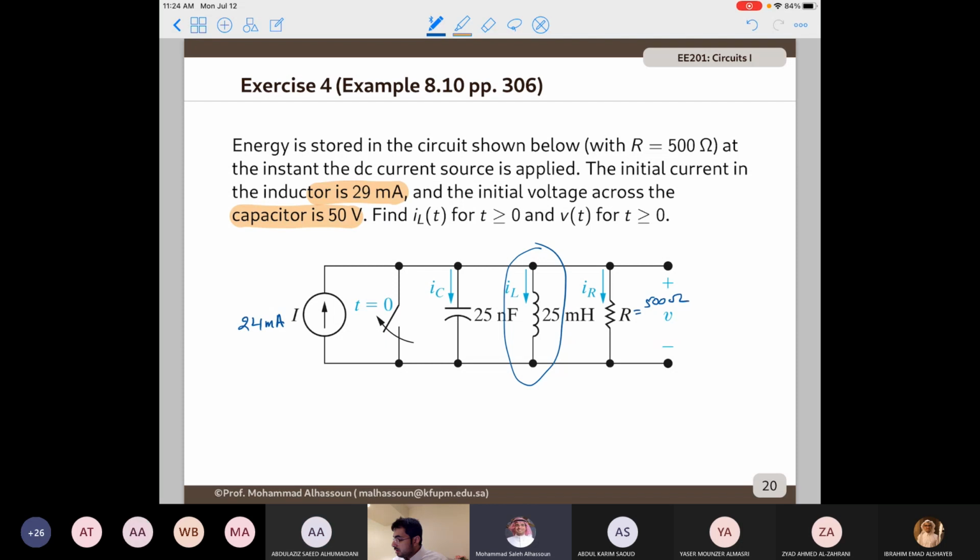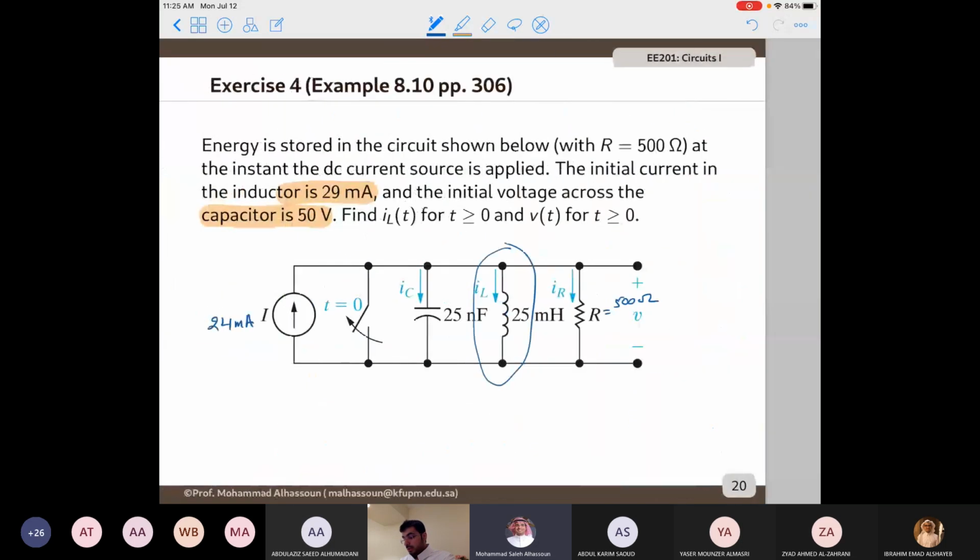Dr., why did we say that I final is 24? Because what happens in this circuit, the switch is open for a long time. Just look into the circuit. What happens when the switch has been open for a long time? The capacitor will behave like an open circuit. The inductor will behave like a short circuit. So what's the final value of the current for the inductor?